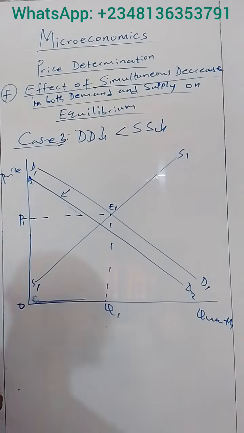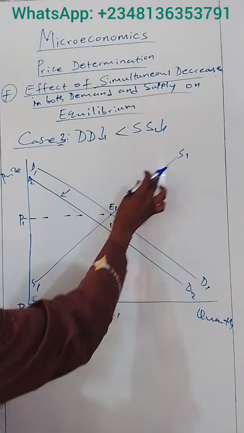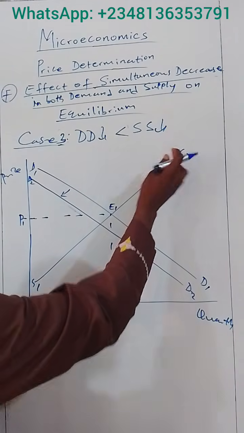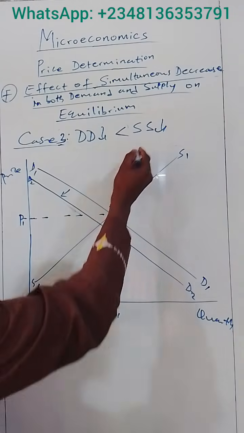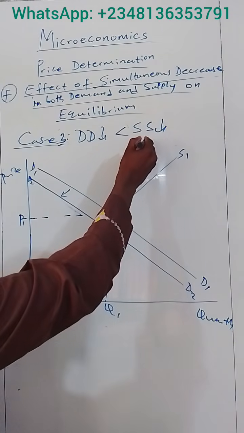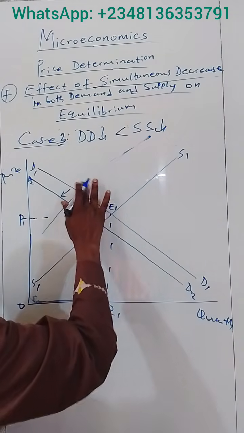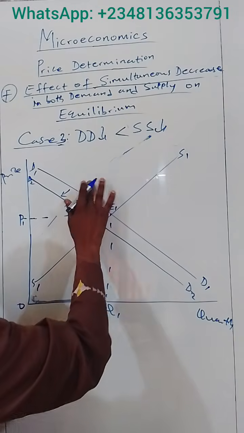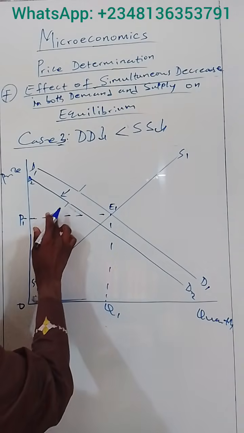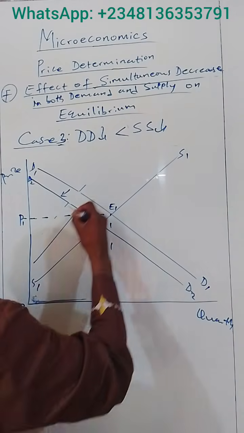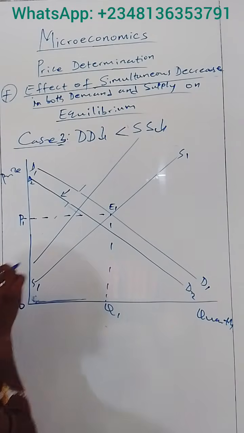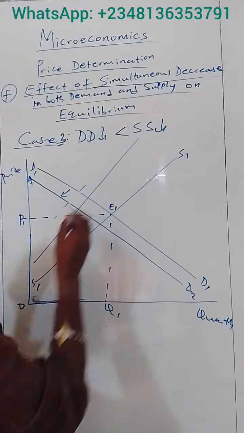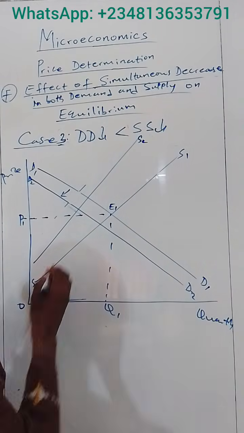Now let's draw the decrease in supply. So we make sure that the size of the decrease in supply is greater than that of decrease in demand. So let's draw it from here. Okay, let's say we have something like this. So we have S2.